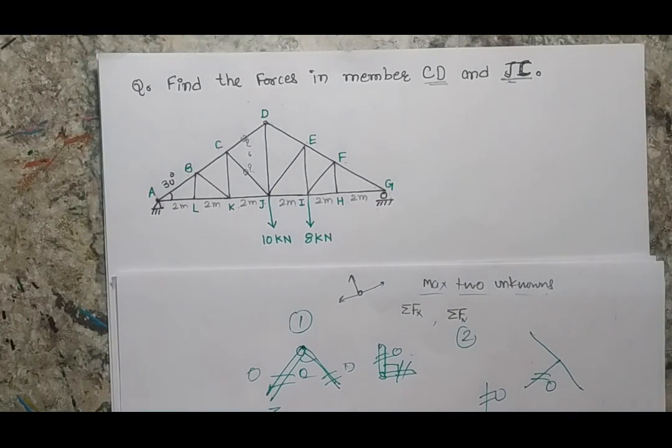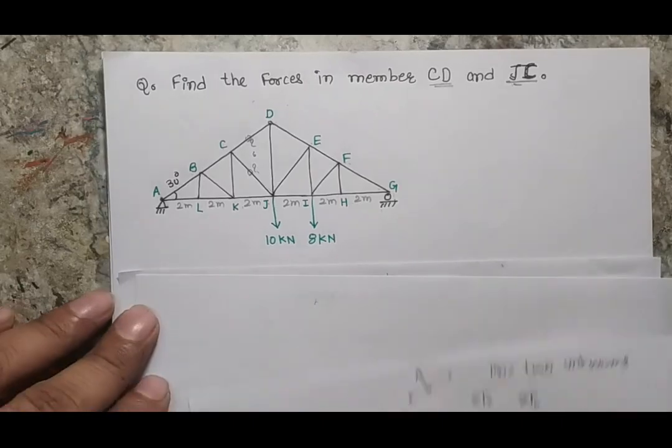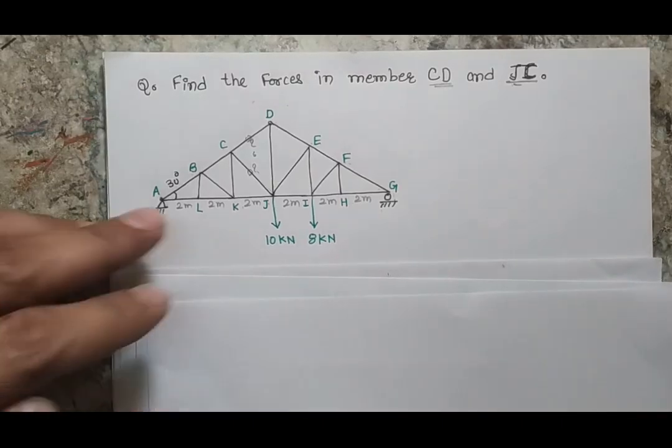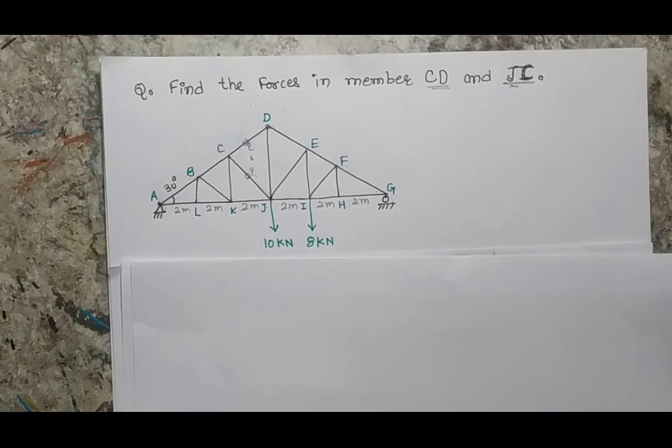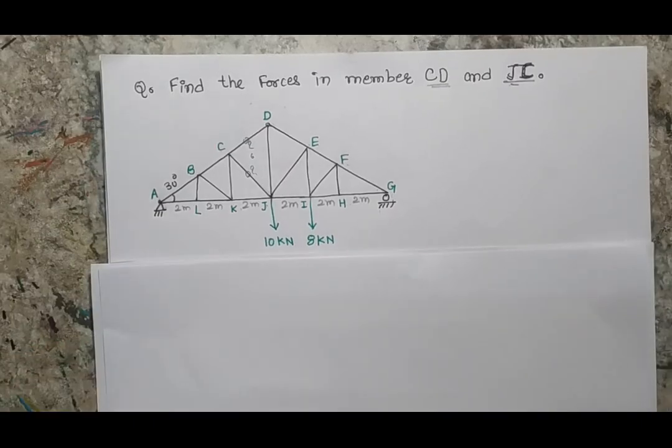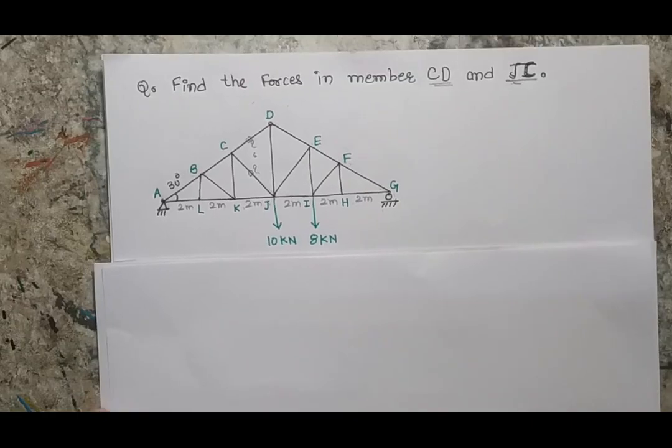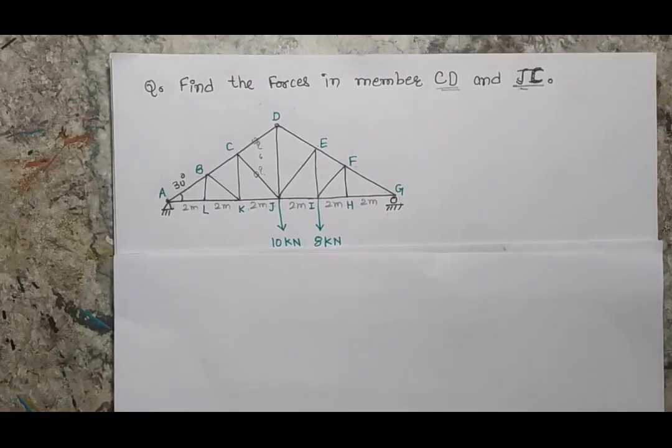Let me tell you, it is not always essential that you identify the zero force member in the beginning. If you solve the problem in a proper way, these members will ultimately come out as zero force members. But your labor will be more, because you have to solve more and more joints. If you are able to identify the zero force members in the beginning, then your labor will be reduced and you can solve the problem in few steps.